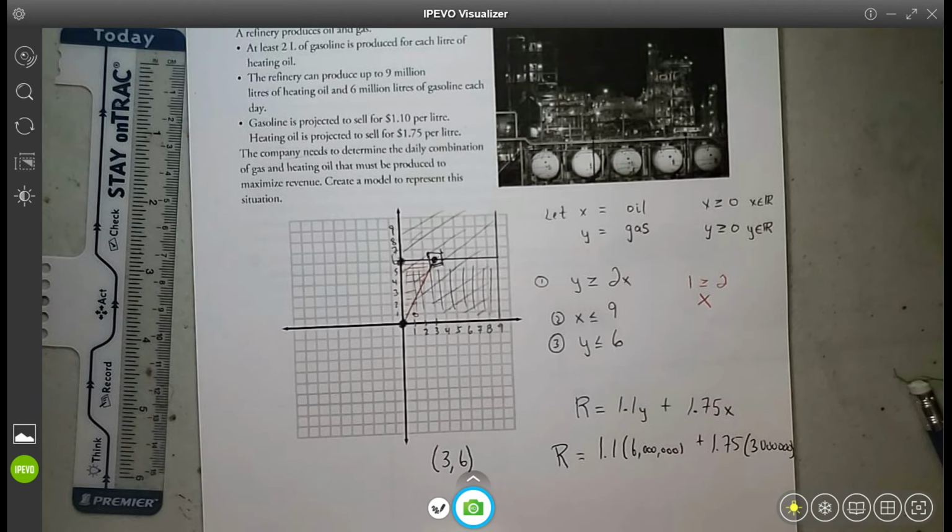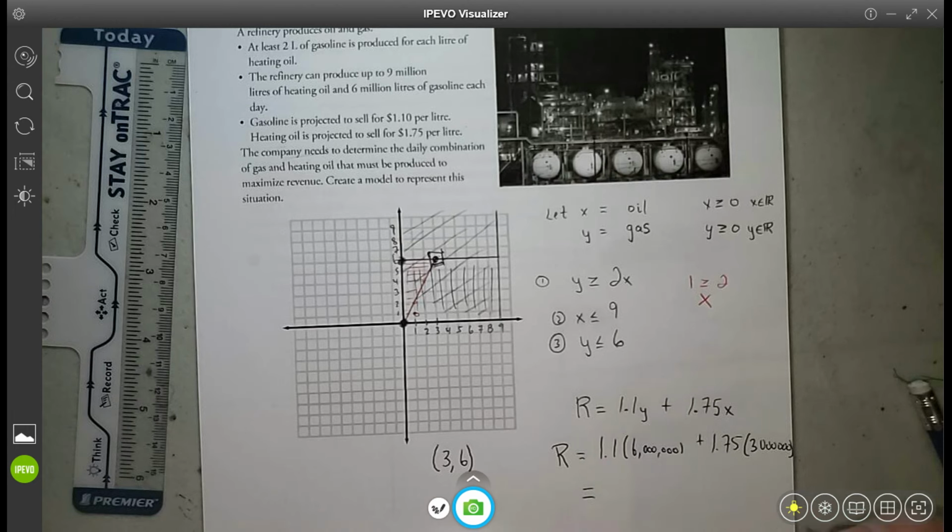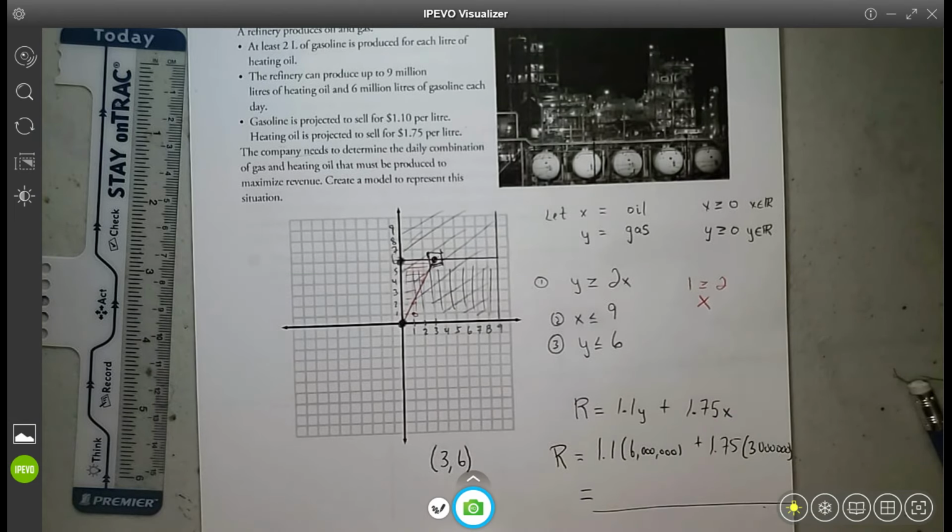So they are making, I am making math mistakes. I'm making a lot of money. I don't have a calculator handy. My phone is my recording device, so you can figure that one out. And that will be the maximum revenue.